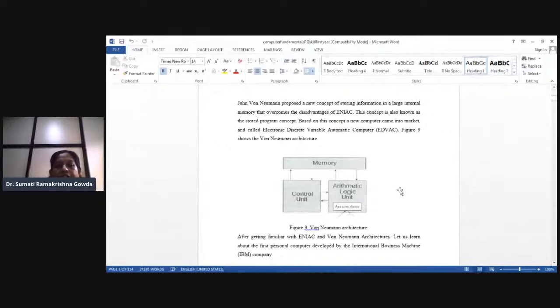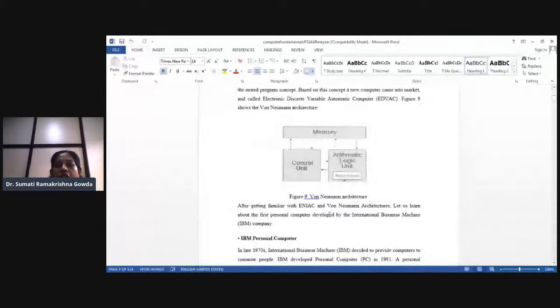After getting familiar with ENIAC and von Neumann architecture, now you know the main thing is that this is the advanced one, EDVAC, meaning von Neumann's architecture. Based on this architecture, the advancement of computers started. They started improving on this. This is the main thing.